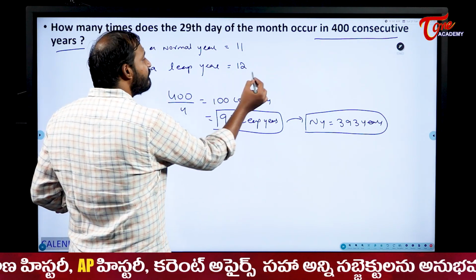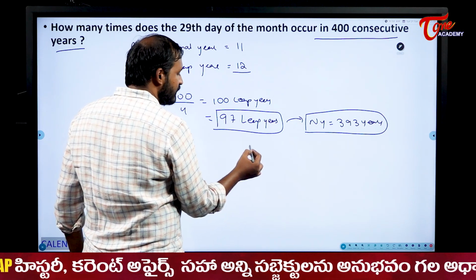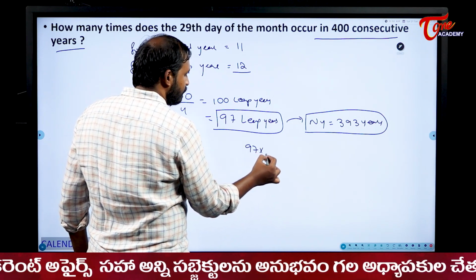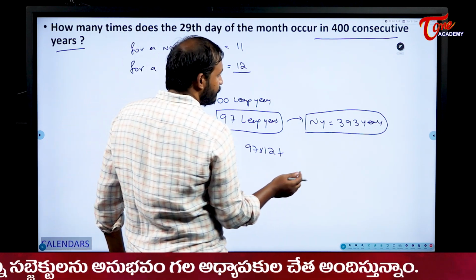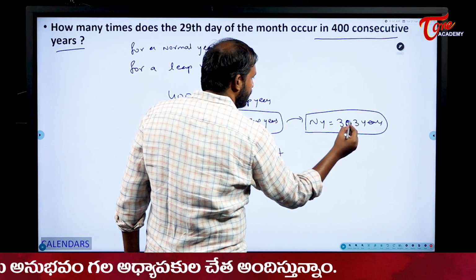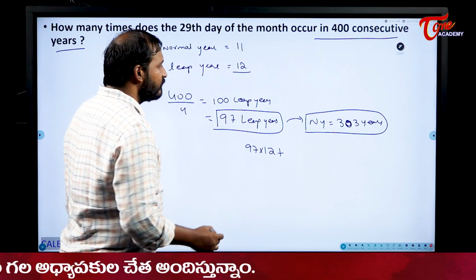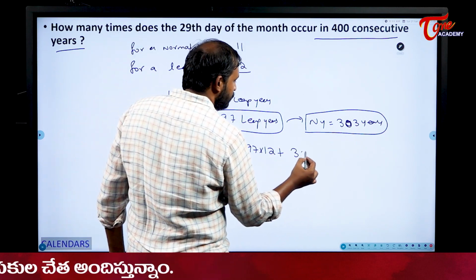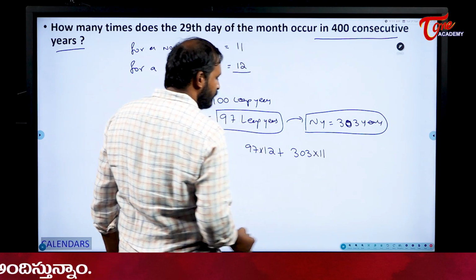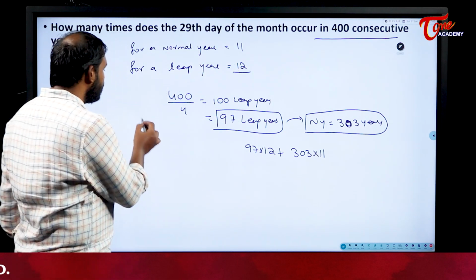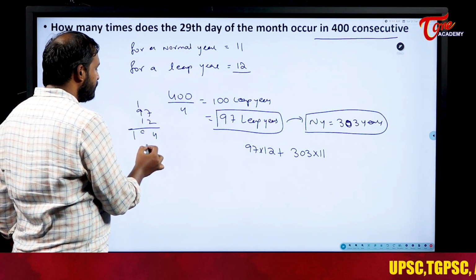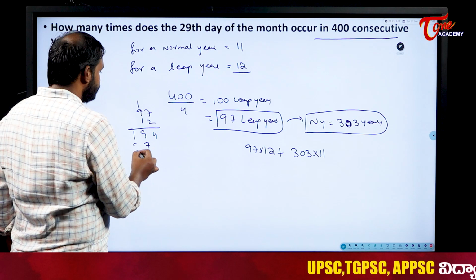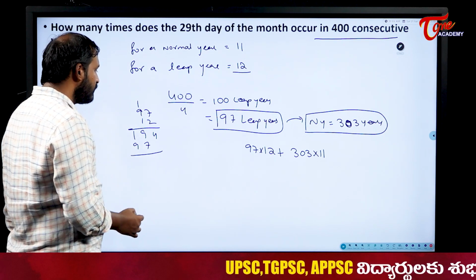Okay. For one leap year, how many 29ths will we get? 12. So 97 into 12, plus for normal years, 11. So not 393, 303. So what will you get here? 303 into 11. Please calculate it, students. What will you get? 97 12s are 1164.